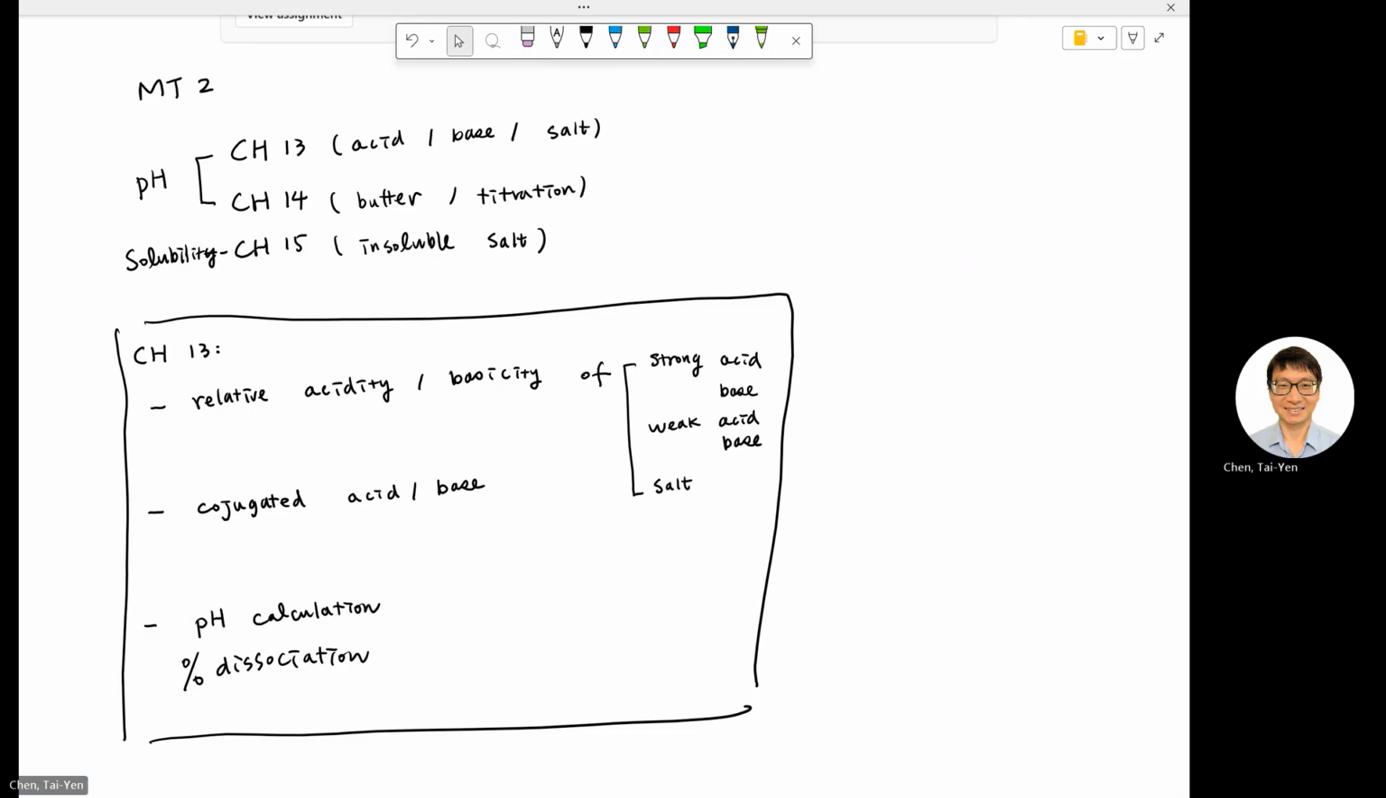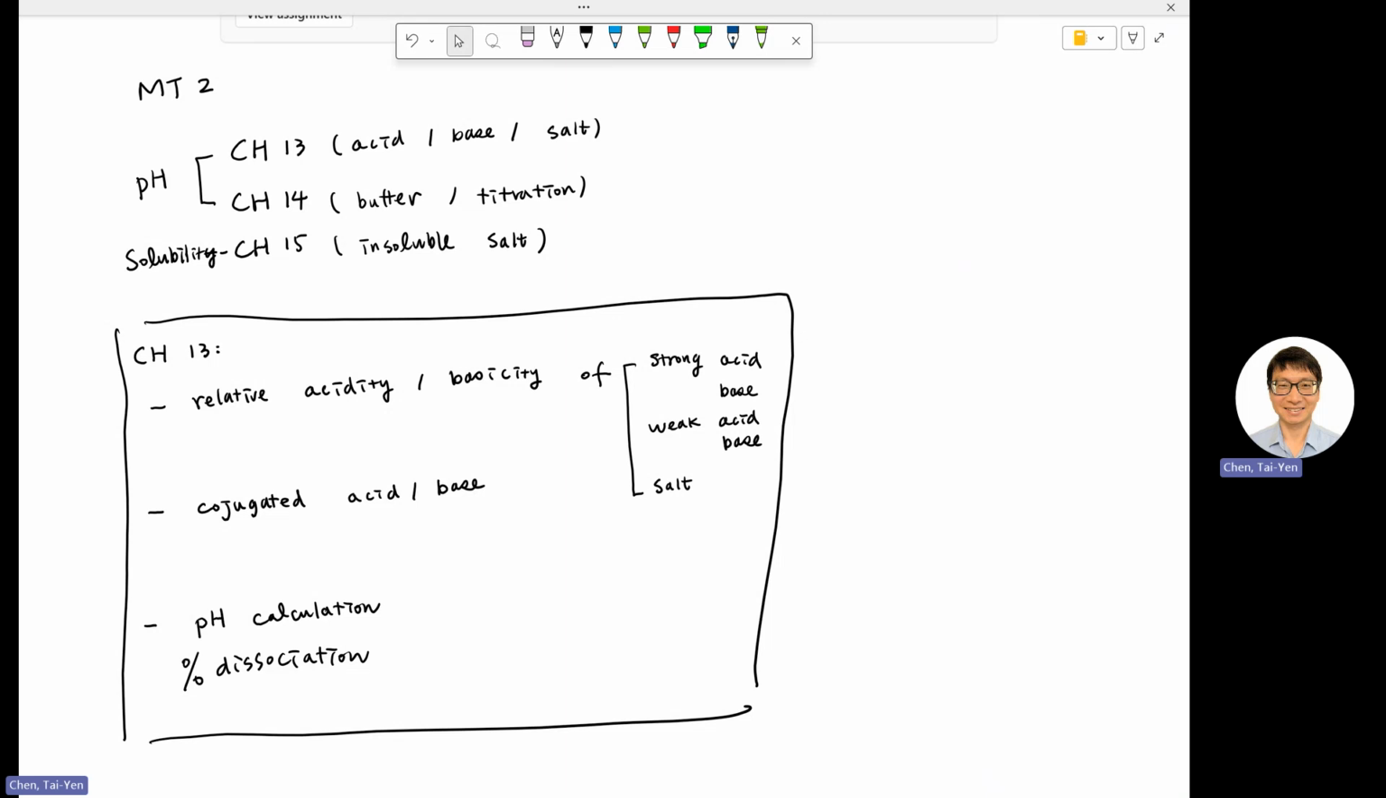So here I summarized the main things for midterm 2: Chapters 13, 14, and 15. The main thing for midterm 2 is to calculate the pH of your solution. But before you can calculate the pH of a solution, one of the biggest things you must learn is that you need to know what kind of solution you have. This is the first question you should ask yourself in these pH calculation problems: do I know what kind of solution I have now?